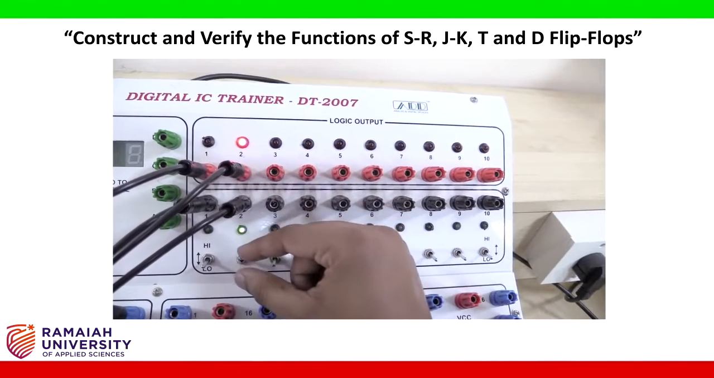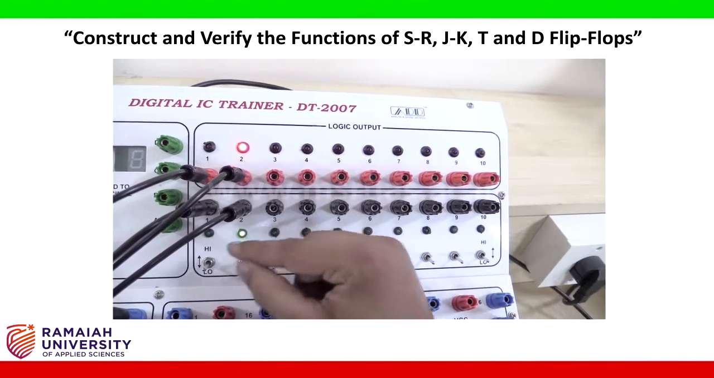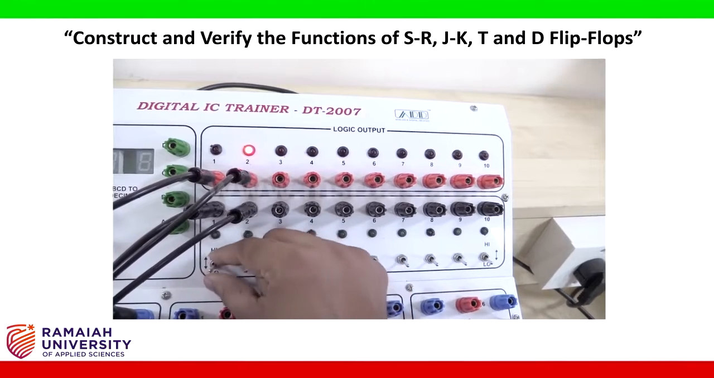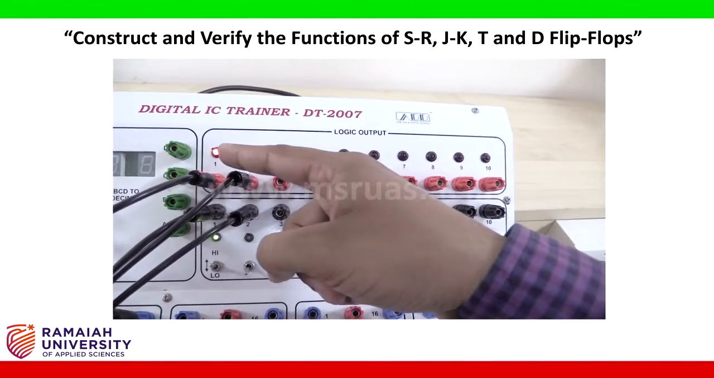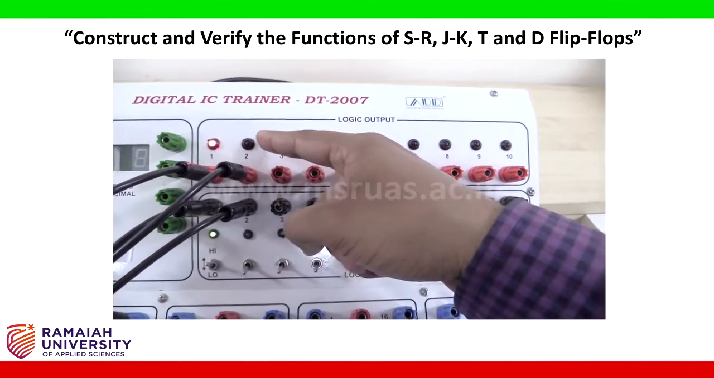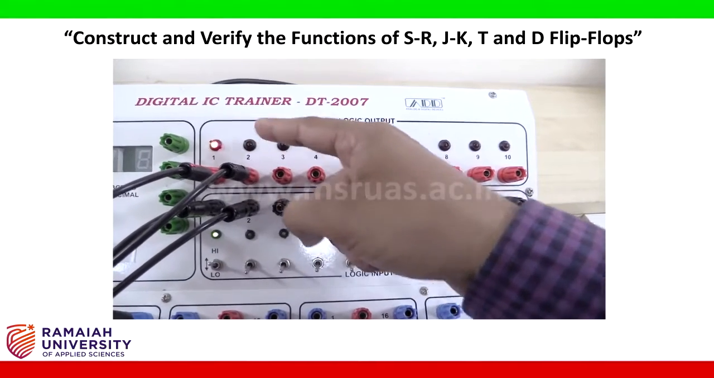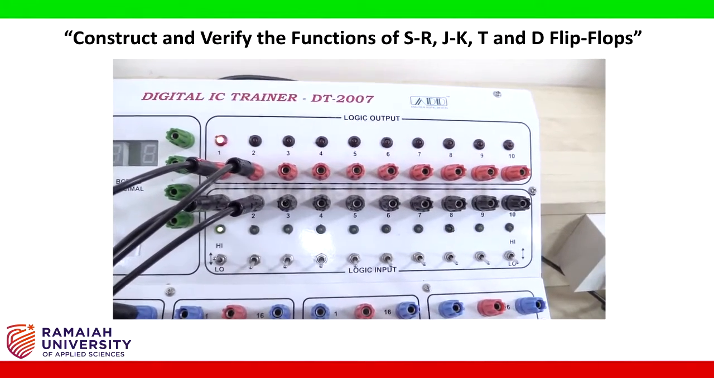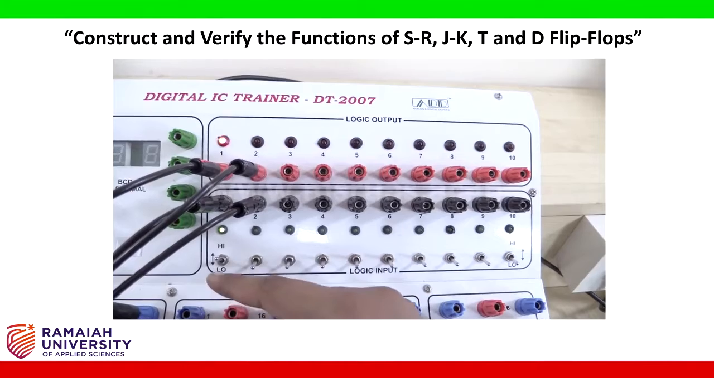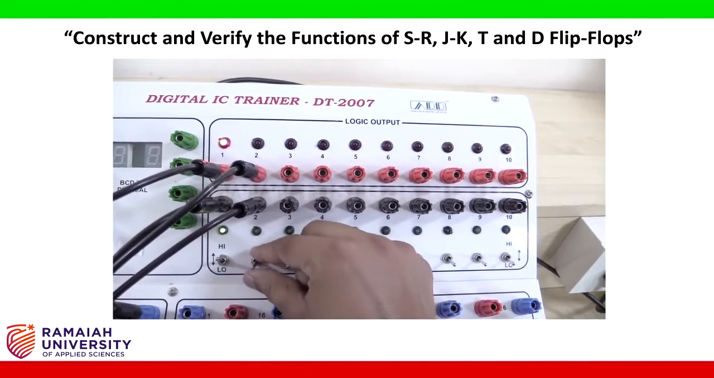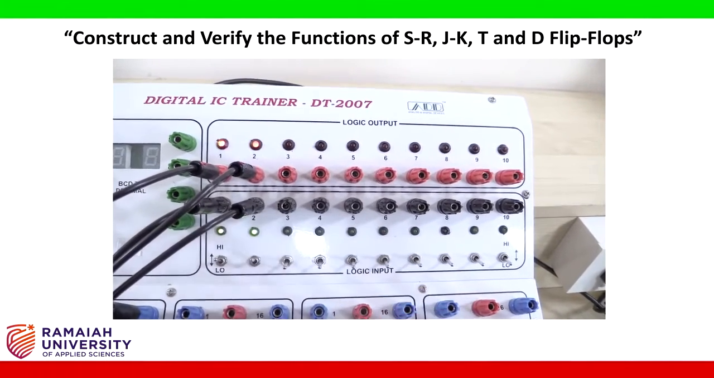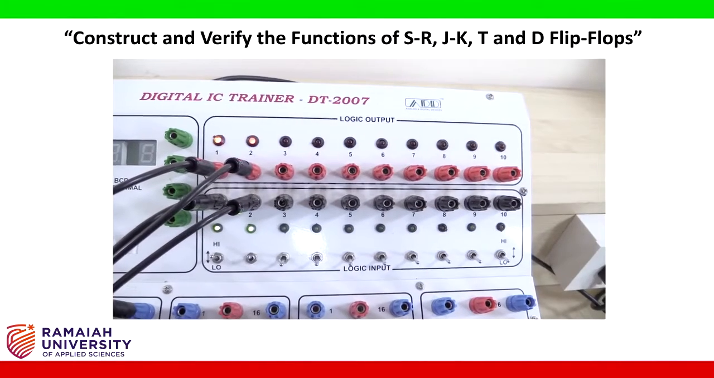Next I will change the input from 0 1 to 1 0. I will make the first input S high, at that time you can see the output Q is high, Q bar is 0. You can check the outputs by looking into the LEDs. Now the last combination of the input is, I will make both the inputs S and R high, at that time you can see a forbidden state here, so not a valid state.